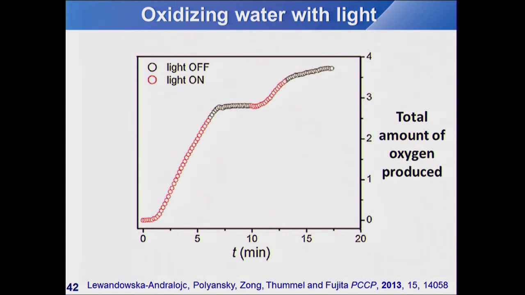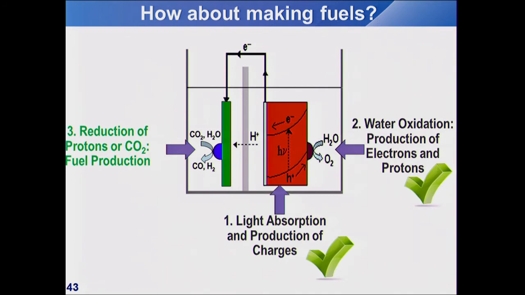On this axis, the total amount of oxygen produced in the system is shown, and this is the reaction time. If we make this mixture and turn the light on, we can see oxygen starts coming slowly and then faster. Then we turn the light off at this moment, and oxygen production stops. We turn the light on again, and we see oxygen coming up again. So this experiment really shows that this simple, in a way, system can actually oxidize water using the energy of light.